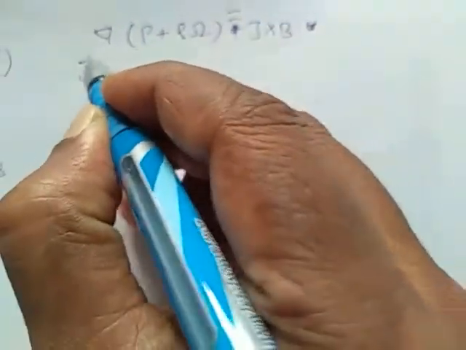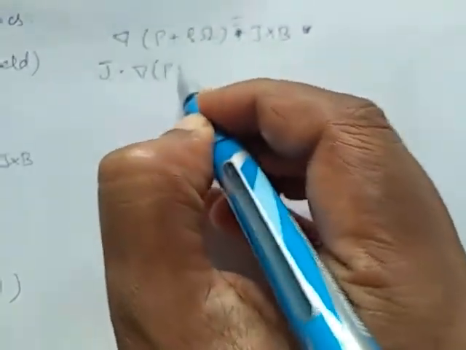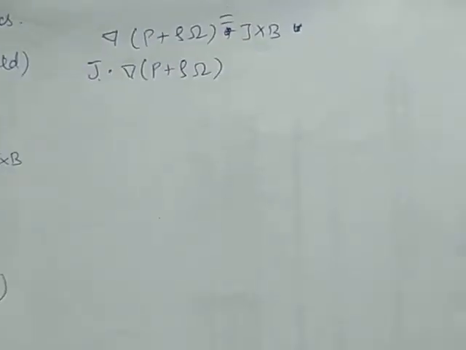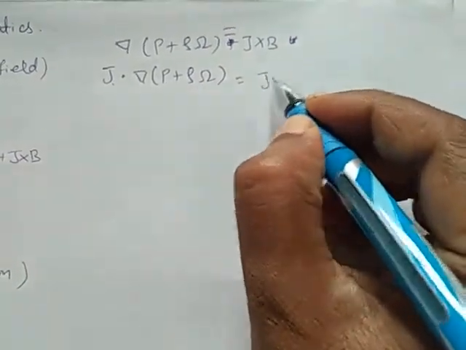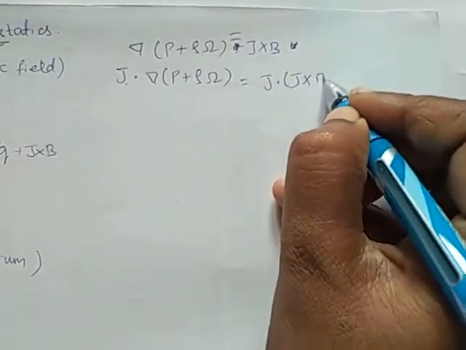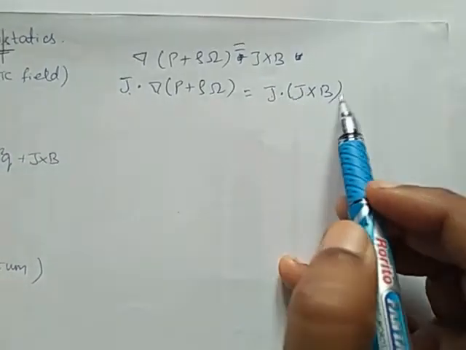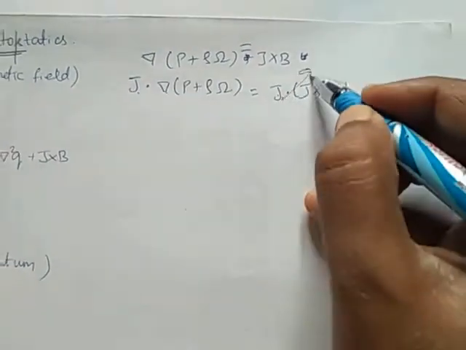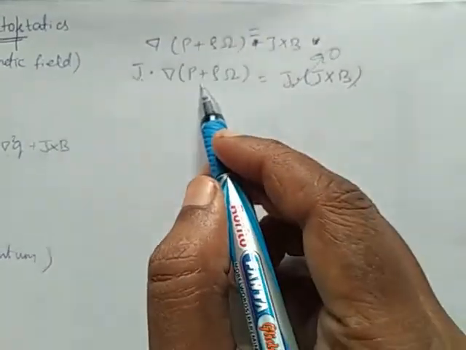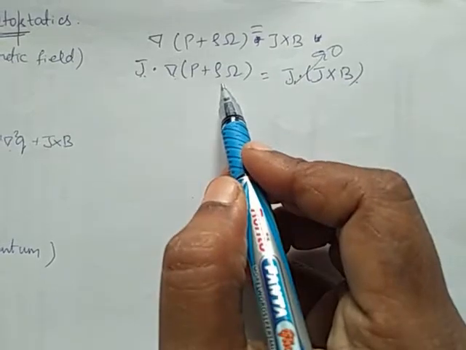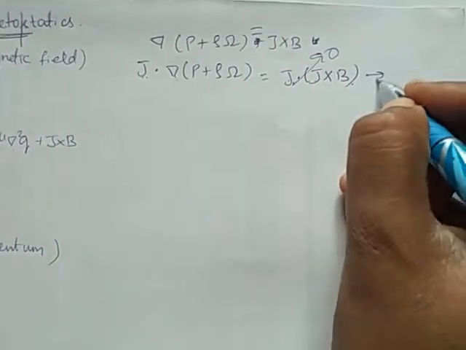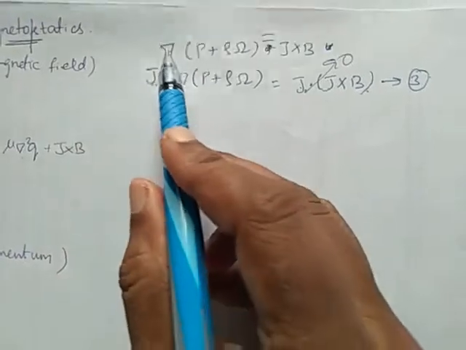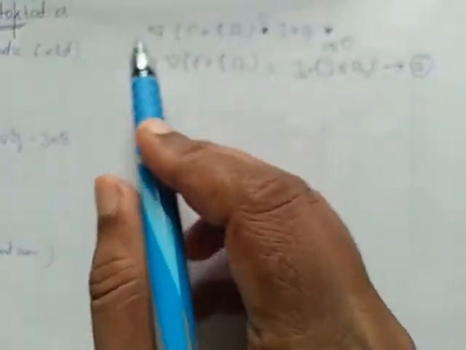Now I am going to take the dot product on both sides with J. So I consider the current line: J dot del of (P plus rho omega) is equal to J dot J cross B. J dot J cross B is 0. Therefore J dot del of (P plus rho omega) is 0. I'll take this as equation 3.